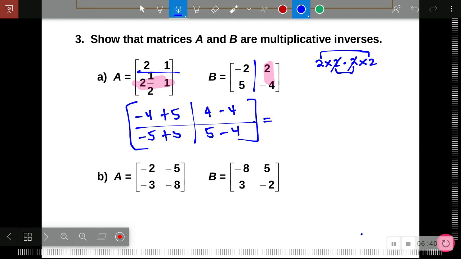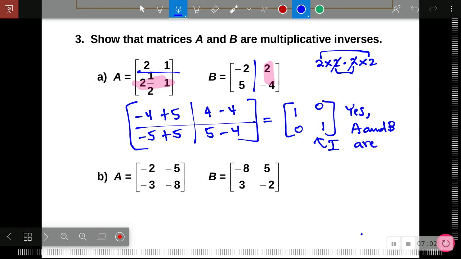And if you calculate all these corners, you get 1, 0, 0, 1. Looks like I didn't cross that 5. And this is the identity matrix. And so, yes, A and B are inverses.